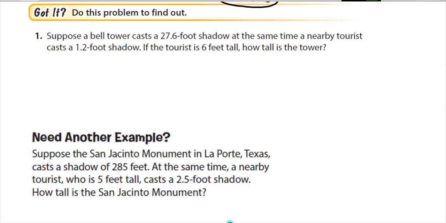All right, let's take a look. It says, suppose a bell tower casts a 27.6 foot shadow. At the same time, a nearby tourist casts a 1.2 foot shadow. If the tourist is 6 feet tall, then how tall is the tower?